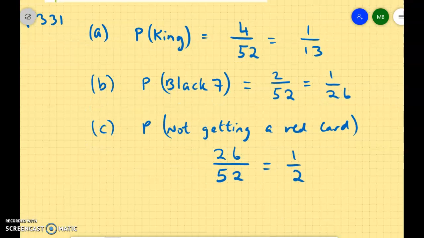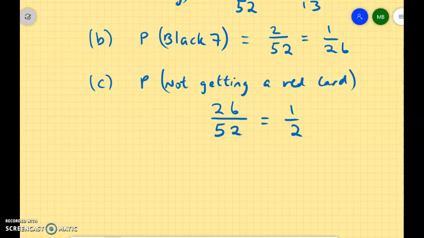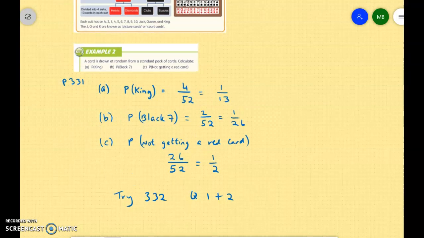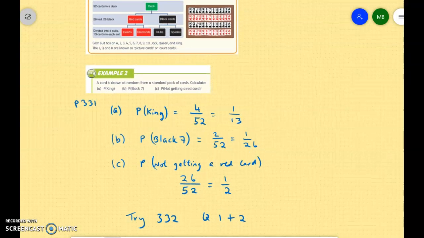Okay, what I want you to do now is try on page 332, question 1 and 2. Now, if you do have a pack of cards at home, it would be no harm familiarising yourself with the pack of cards. Maybe have a game with your brother or sister or family member, and just familiarise yourselves with a pack of cards. Thank you.